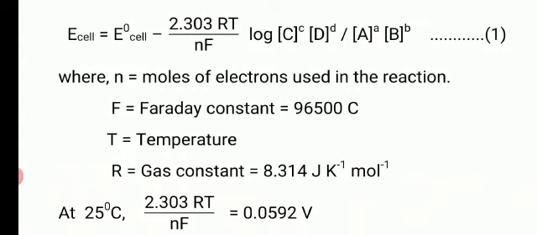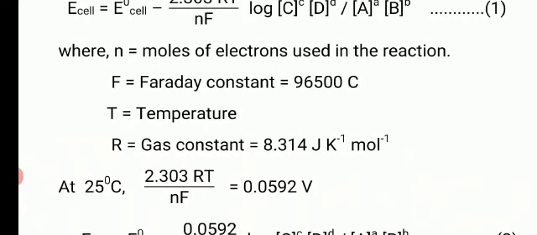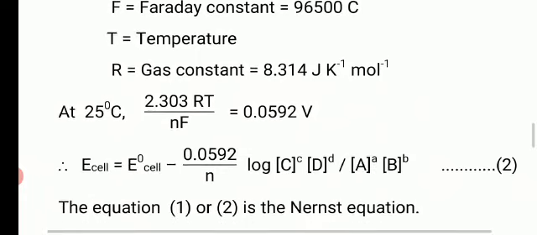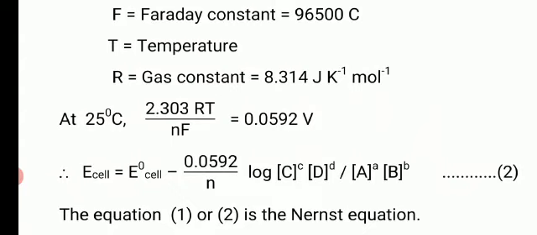So if we put all these values, यानी R की वैल्यू 8.314, T that is 298 Kelvin, 25 degree Celsius, F the Faraday's constant. So at 25 degree Celsius, 2.303 RT upon nF, ये वैल्यू आ जाएगी 0.0592. अंडरस्टूड. 2.303 RT upon F होना चाहिए था. सो हियर हम लोग वो रिप्लेस कर देंगे 2.303 RT upon F by 0.0592. So we get the equation 2 over here.